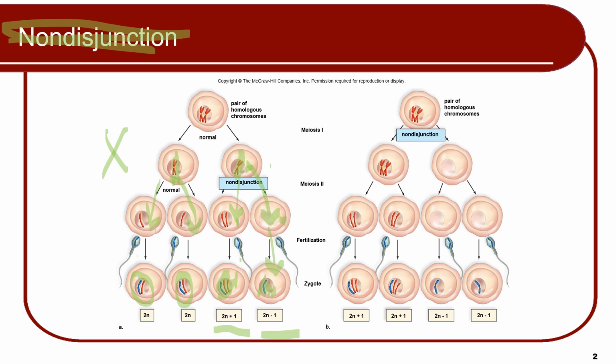It can also happen in meiosis 1, where you would have one cell that didn't get a copy of a chromosome, and again, as a result, you would have some fertilized cells that have trisomies and some that have a monosomy.